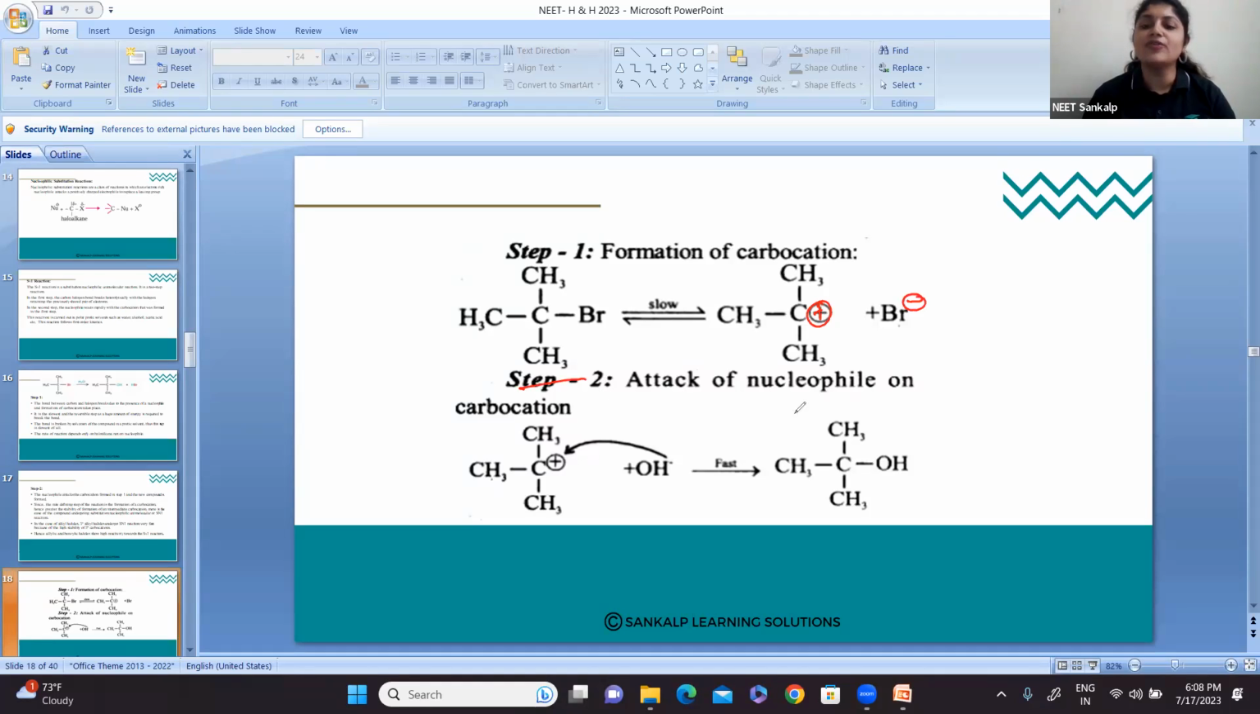Now, the second step is the attack of a nucleophile. In the first step, there is a formation of carbocation, so this carbocation is free here. Immediately the nucleophile which is present will attack at this carbocation and form the product. So this is the product. These are the two steps, so you can just go through this.